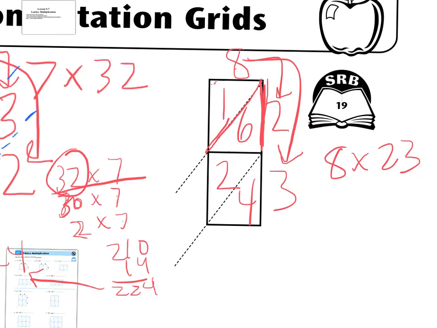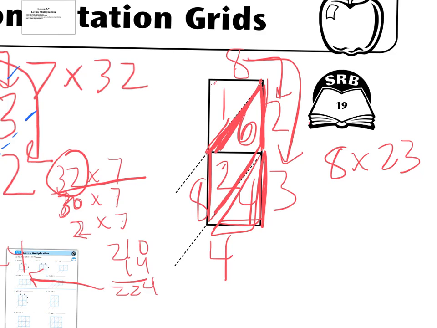Now remember, we're going to start adding at an angle. This 4 is all by itself here, so the 4 goes there. This 2, if you look at the lines around it, adds to the 6, which equals 8, and this 1 is all by itself, which gives you 1, equals 184. Hopefully that's the answer you got.